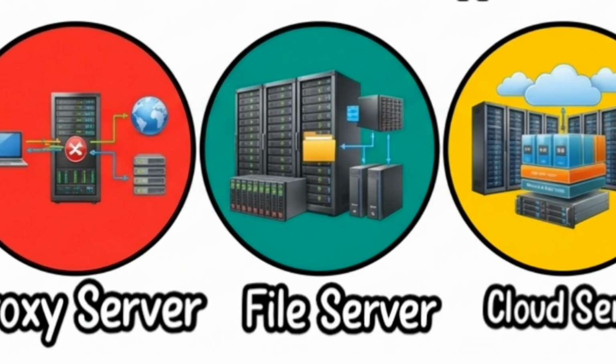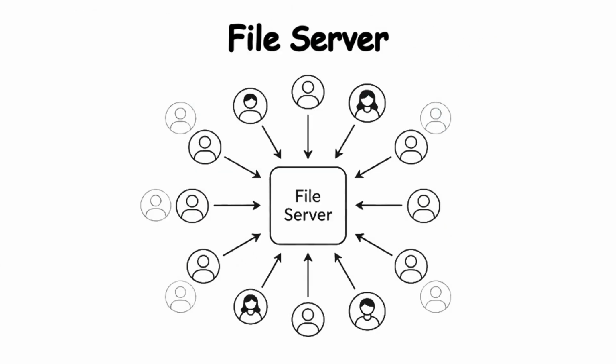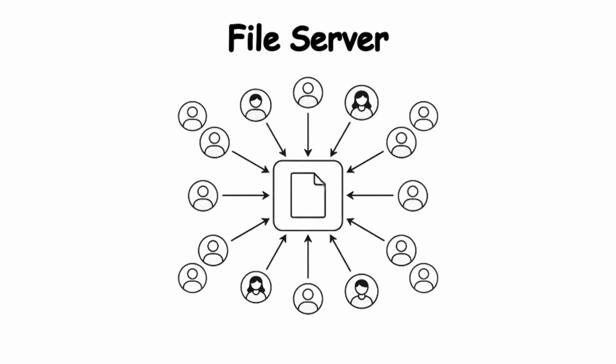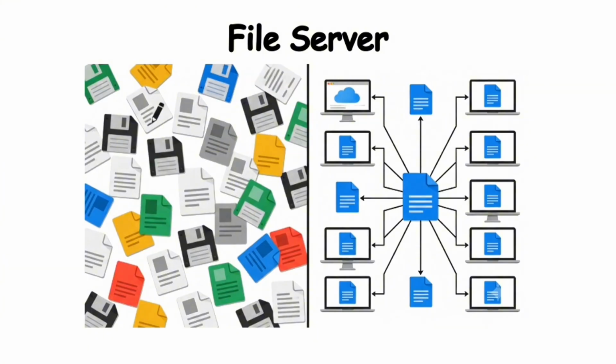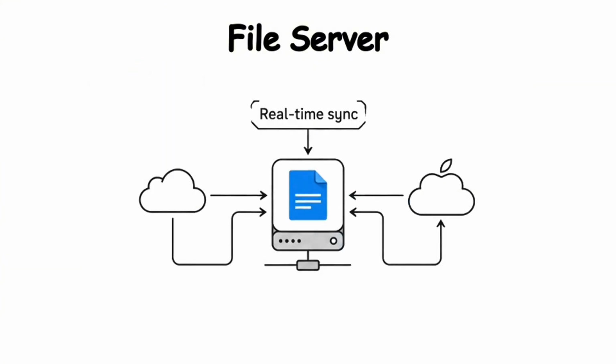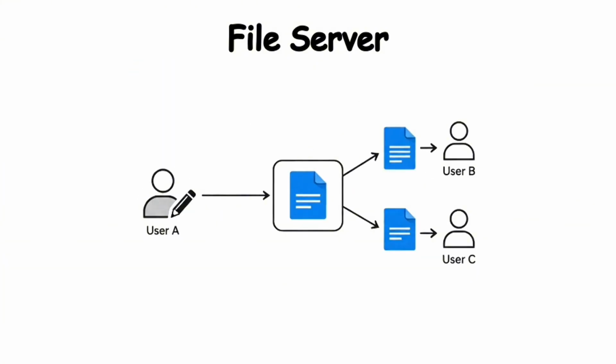File server. A file server is a centralized storage location that multiple users on a network can access and share files from. Instead of emailing files back and forth and ending up with 10 outdated versions, all files live on one server. Everyone works from the same source, and when someone saves a change, everyone sees it immediately. This is also exactly how Google Drive and iCloud work, just on a much larger scale.